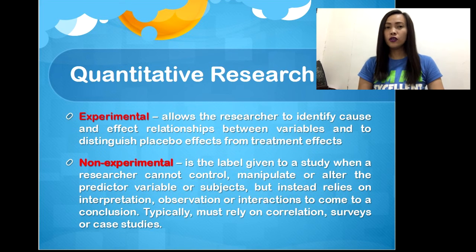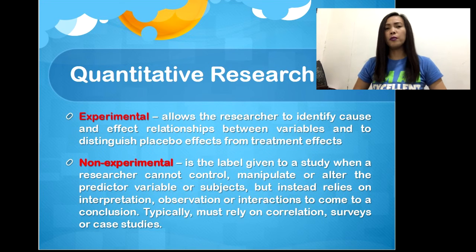Okay, since we have talked about the definition of research design, now let's move on to the next slide, which is all about the categories, or should I say the classifications, of quantitative research design. And these are the experimental and non-experimental. The experimental research design allows the researcher to identify the cause and effect relationship between the variables, and also to distinguish placebo effects from treatment effects.